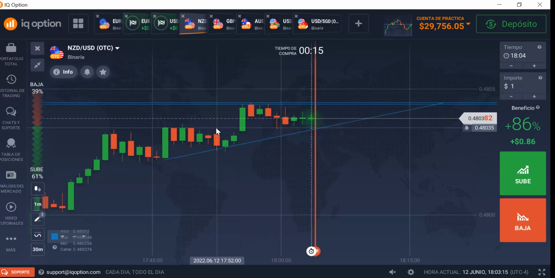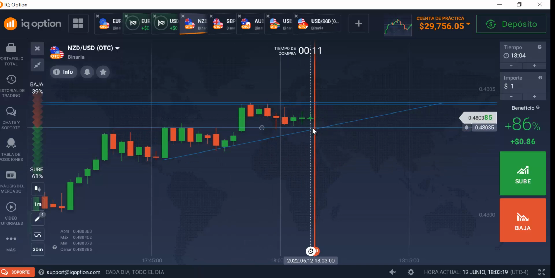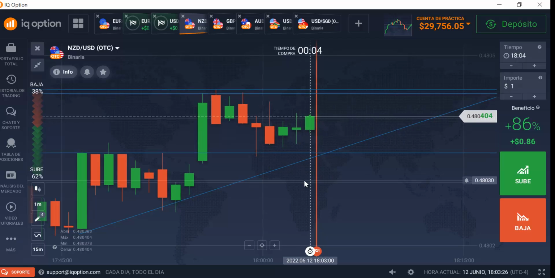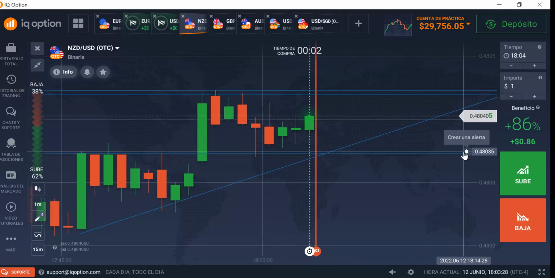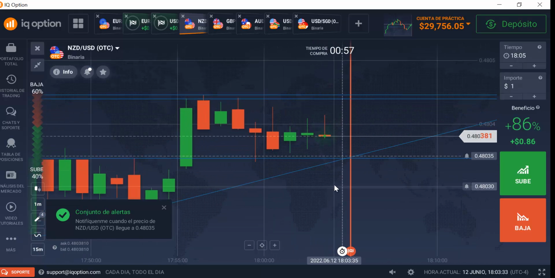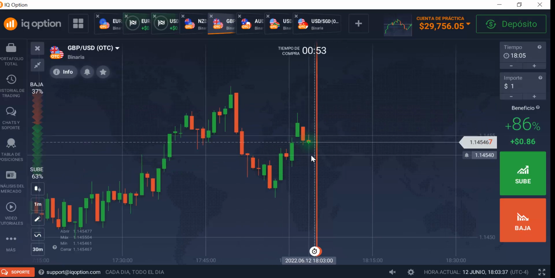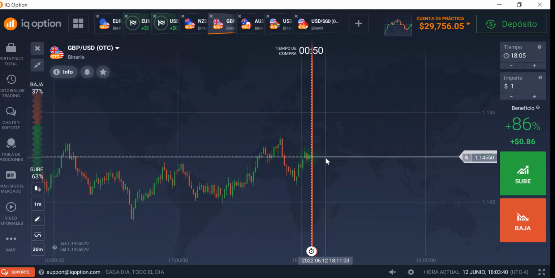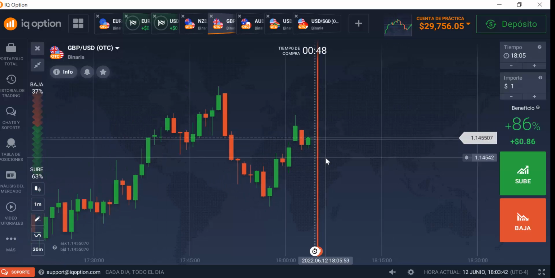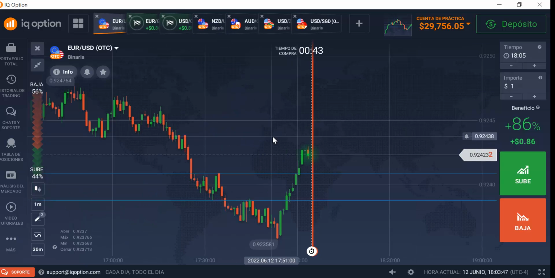Here I also have a level, right? So that confirms that this area here is strong. So if the market comes here, I would take a higher option. If it comes back, because it looks like the market is going up, so we gotta wait. Let's continue checking here. This is a lateral market, so I'm gonna take it away because I don't like the market.